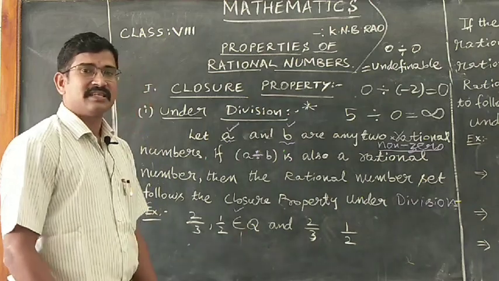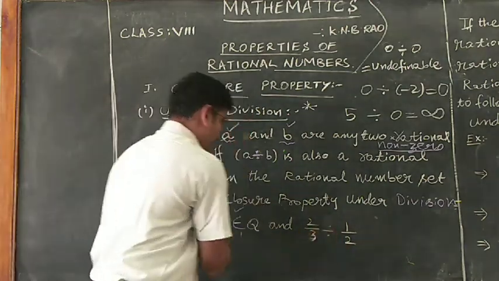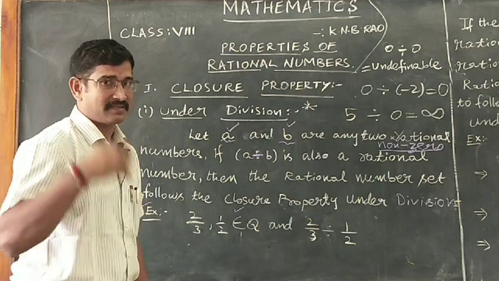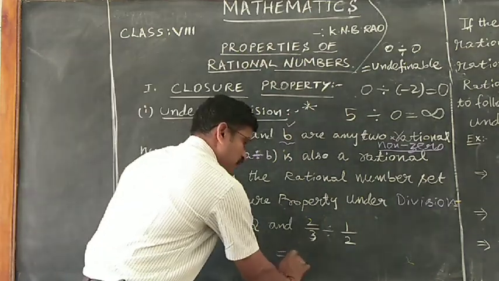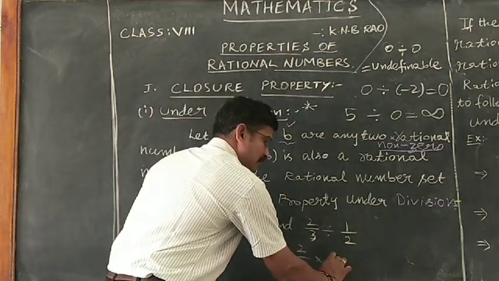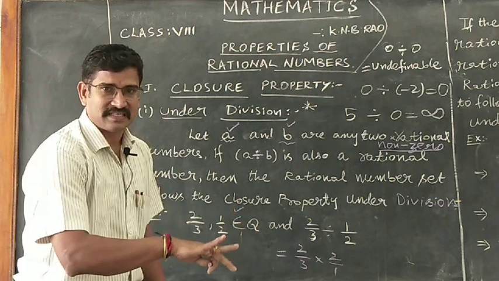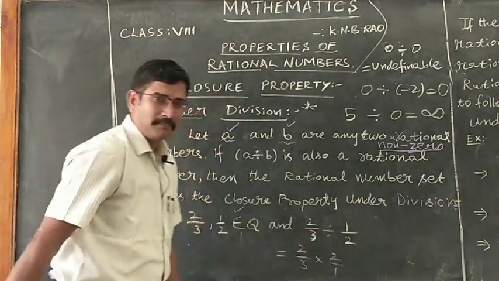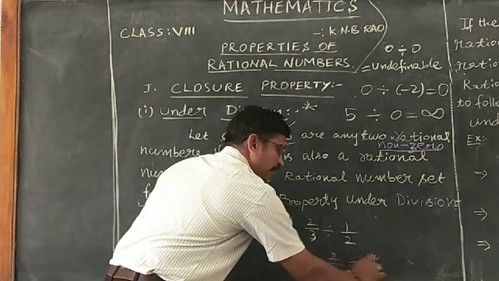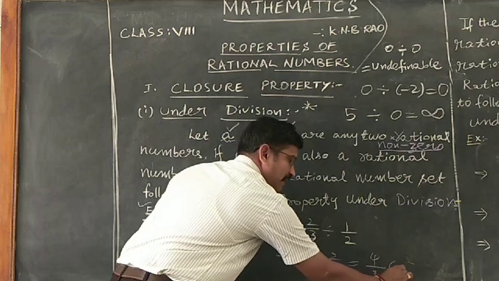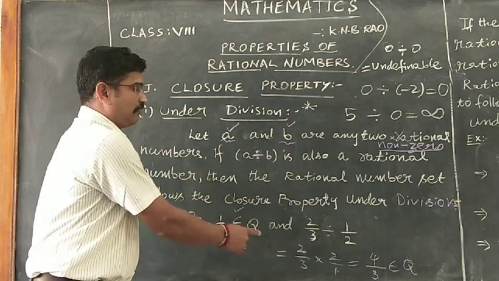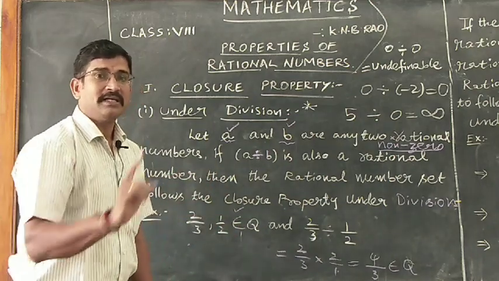What will be the changes in this example? These two are rational numbers, 2 by 3 divided by 1 by 2. You know how to find the division of rational numbers. I taught you in the previous session. So, 2 by 3, the trick of changing the divisor into reciprocal form and finally getting a multiplication operation. So, here 2 2s are 4, 3 1s are 3. So, 4 by 3 is again a rational number. So, therefore, the rational number set follows the closure property under division.